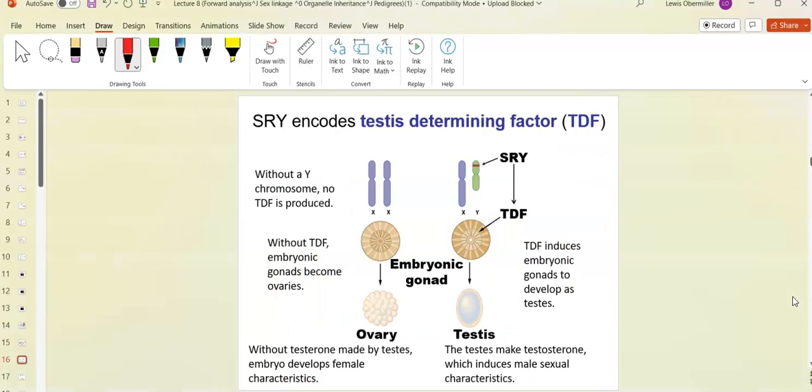Okay. So, SRY encodes a gene called TDF, testes determining factor. And like we said, if it's present, it produces this protein that causes testes to be formed. If it's absent, that protein isn't made and ovaries are formed.